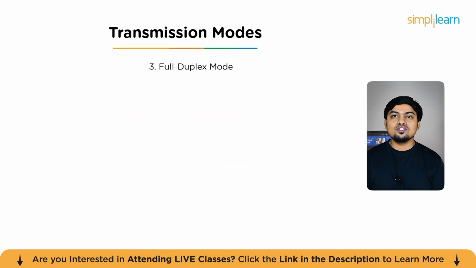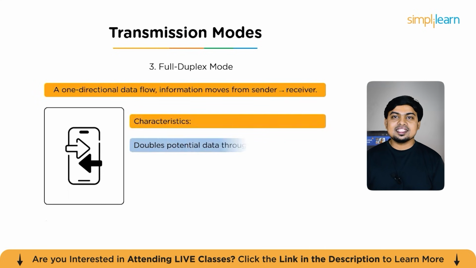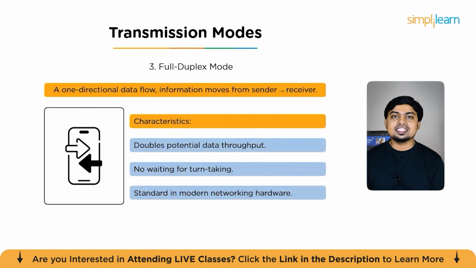Now, the third type is full duplex mode. Both devices send and receive data simultaneously, offering maximum efficiency. Let's also go through some key characteristics. Doubles potential data throughput, no waiting for turn taking, standard in modern networking hardware. So some of the examples are telephone, modern Ethernet switches, Wi-Fi 6 with MU-MIMO, and OFDMA improvements.